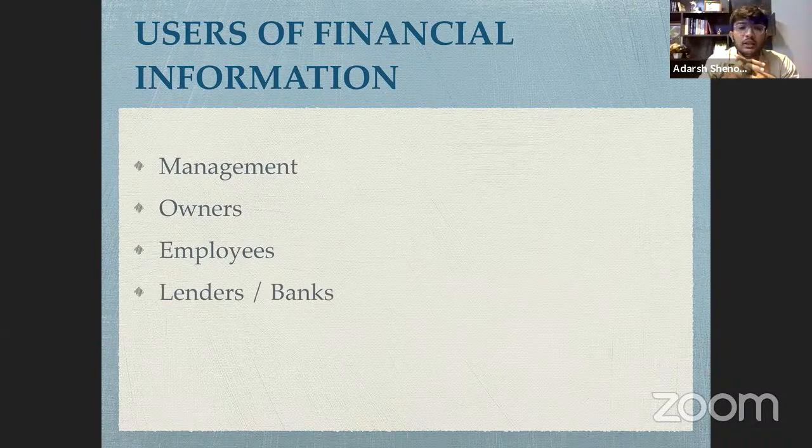Next one, lenders and banks. The fourth one, lenders and banks. Why would lenders and banks look at the financial information? Why would banks be interested? What does the bank have to do with our financial statements? Very good, Anne. For checking the creditworthiness of a particular customer. So they will look at the financial information to know the creditworthiness.